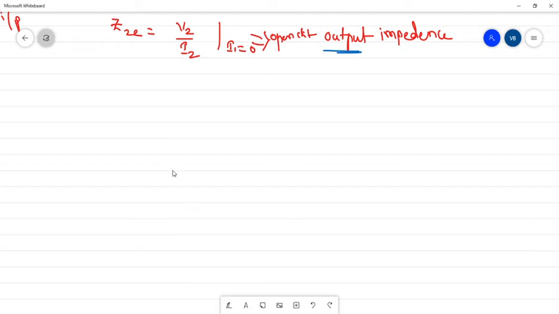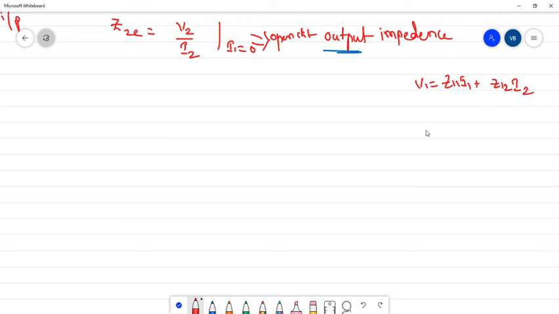So here these are the parameters and these are the equations. Again I'll draw the equations here. Write the equations. V1 is equal to Z11 I1 plus Z12 I2. V2 is equal to Z21 I1 plus Z22 I2. Okay, so first we should draw the V1 equation or V1 circuit.